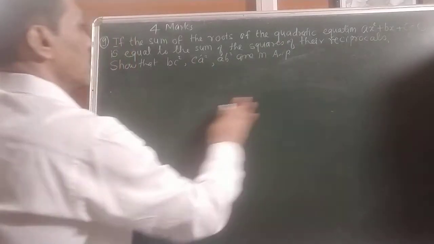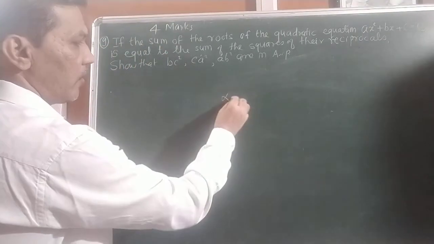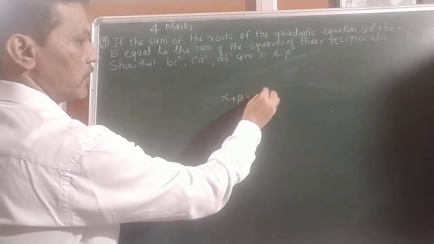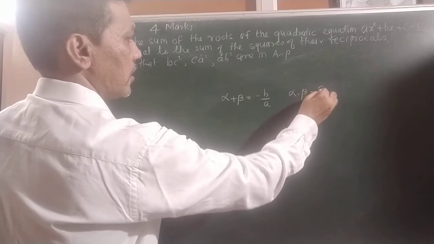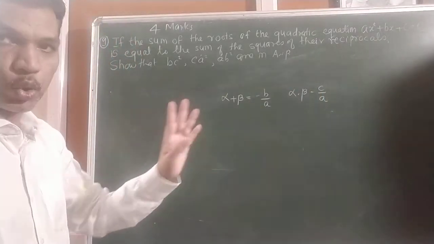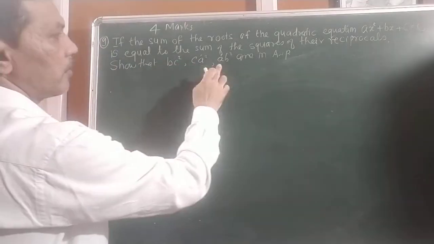Okay. So for the sum of the roots of the quadratic, we should know two formulae. What are the two formulae? Alpha plus beta, the sum of the roots, is minus b upon a, and alpha dot beta is equal to c upon a. These are the two important formulae. And then show that these three numbers are in AP.